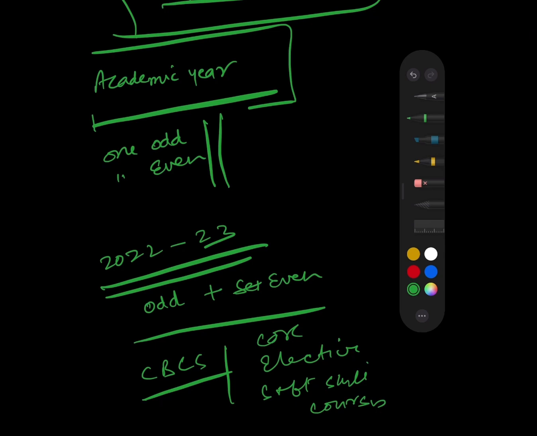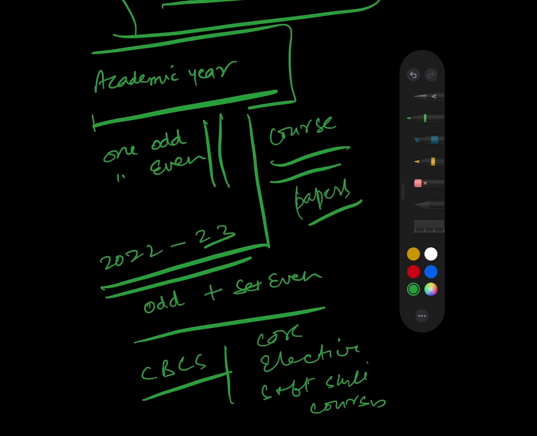Now the term course is also very important. Another term which you are going to learn is course. Course is what we used to call papers, like we are reading 4 papers, say in MA. So MA has now become program, and paper has now become course. Each course in a program, you are studying a course.